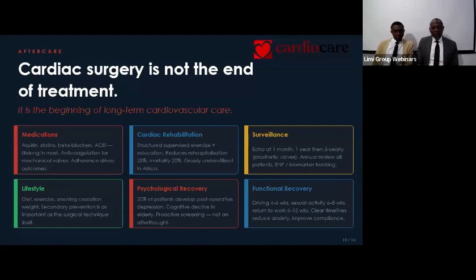The patient needs anticoagulation, particularly patients who have mechanical valves. You know that they have to be on this warfarin for the rest of their lives. All of this must be monitored.